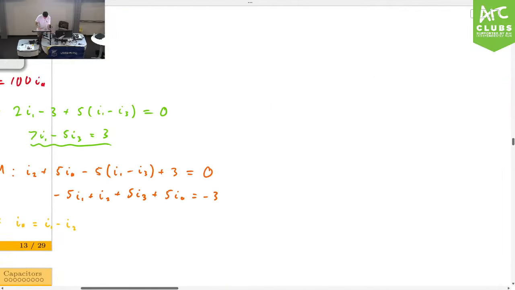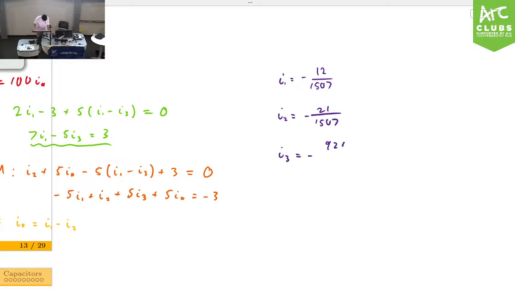We can solve this, so I'll just tell you the answers. You get I1 equals negative 12 on 1507. I2 equals negative 21 on 1507. I3 is negative 921 on 1507. And then IA is 9 on 1507. Okay?